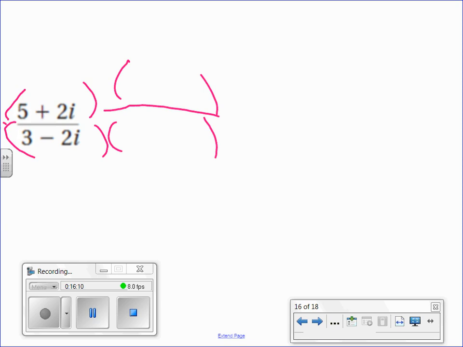All right, what's the conjugate we should use? Do 5 minus 2i, or should we do 3 plus 2i? Yeah, because it's the denominator we're working with. So it's 3 plus 2i you're going to put on the top and bottom. Whatever you put on the bottom, you have to put the same exact thing on the top.